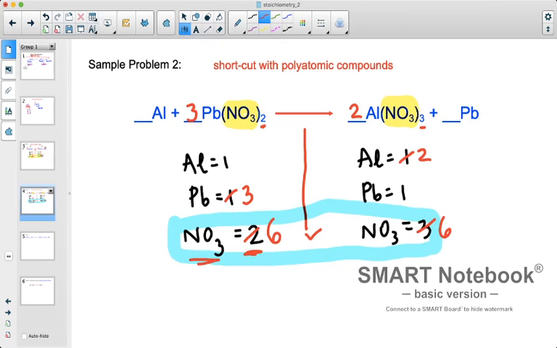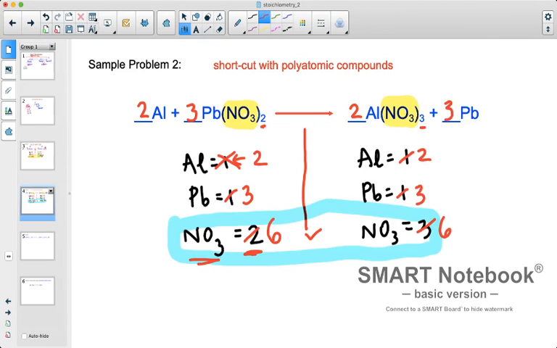So I'll work with aluminum first. Aluminum is less on the reactant side, so I'm going to work on the left side. And if I put a 2 in front of this aluminum, I can change that total and I can make it equal to that side. All right, I fixed aluminum. Now I need to fix lead. Lead is 3 on the reactants and 1 on the product side. So I'm going to work on the product side. If I put a 3 in front of here, I now change that total to 3.